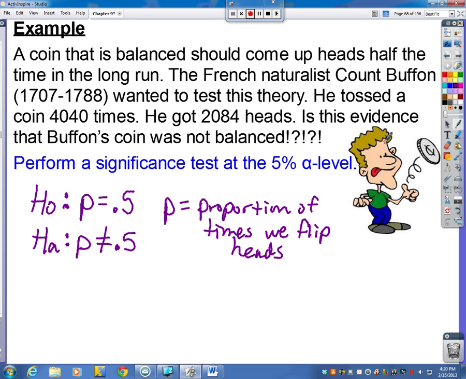All right, so here's part one. This is stating our hypotheses and defining our parameter of interest. Part two, checking our conditions. Number one, do we have a random sample?